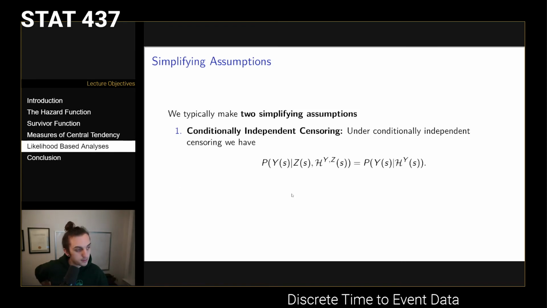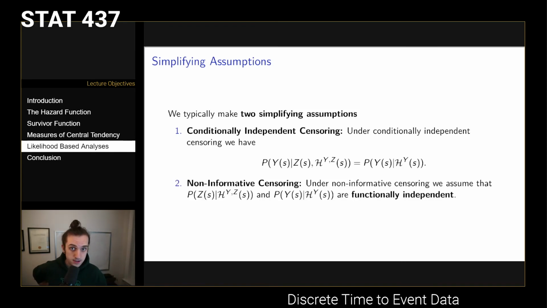We can also think about making a non-informative censoring assumption. And the idea here is that we have our censoring process, so that's the Z_s, and we also have this event process, Y_s. And the idea with non-informative censoring is that they don't share parameters. Okay, so we need this conditional probability that the individual is being censored to be functionally independent of this probability that the individual has their event. Okay, so they're not going to share parameters there.